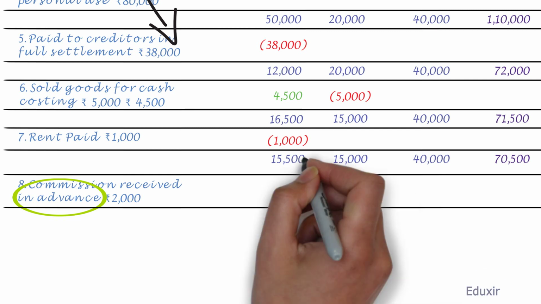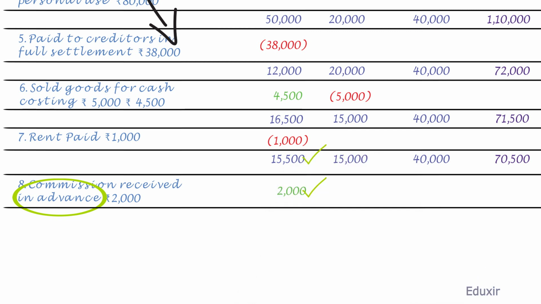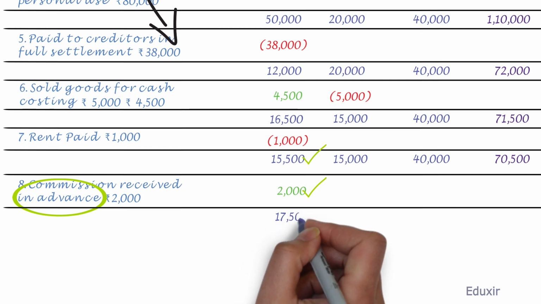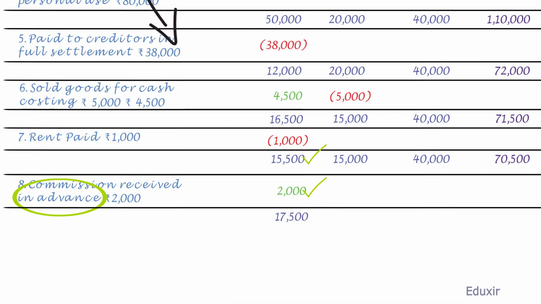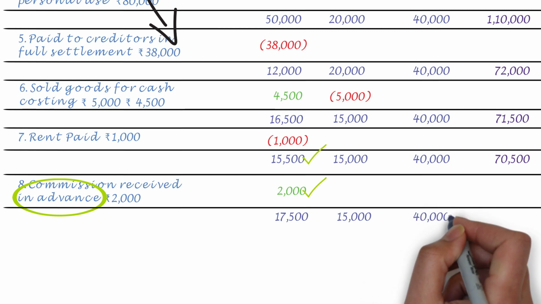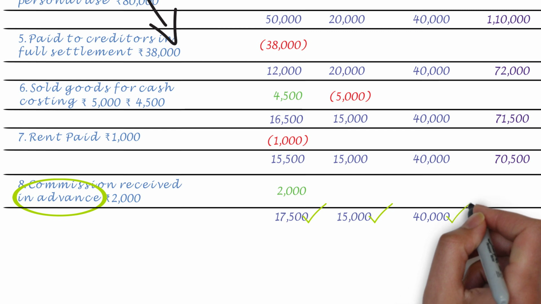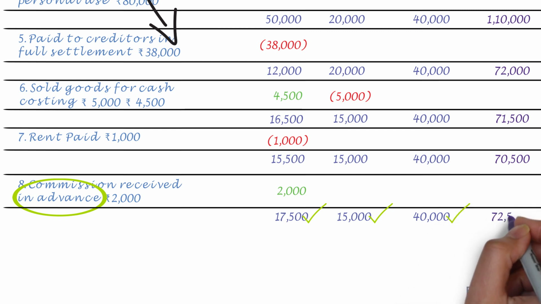Adding 2,000 to the existing cash of 15,500, the business now has a cash asset worth 17,500. There is no change in the stock of goods and it remains the same as 15,000. There is no change in the machinery asset and it remains the same as 40,000. The total of all the assets would be 72,500.